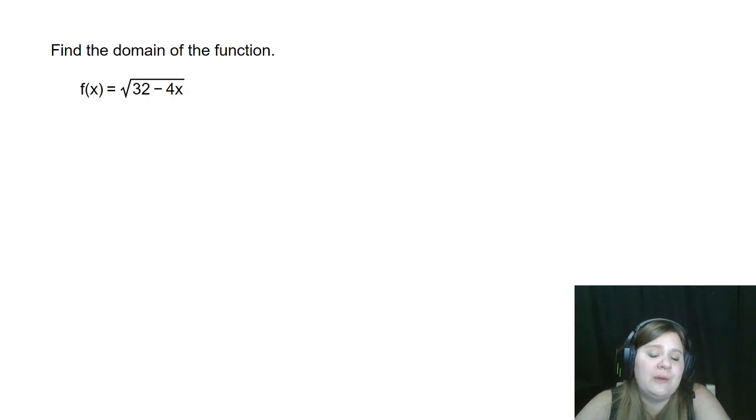If you know that what's under a square root cannot be negative, you can find the domain of a radical function. Try that for me.